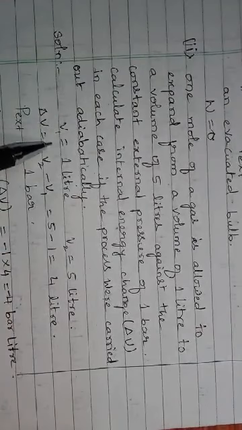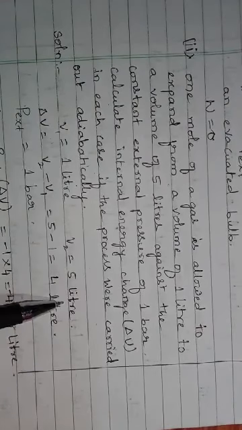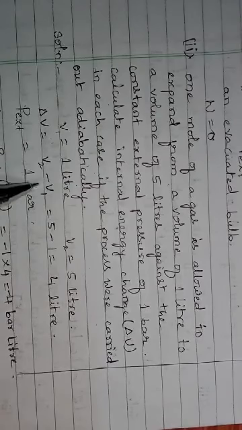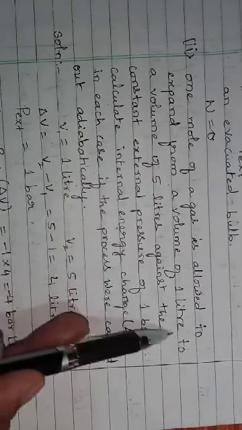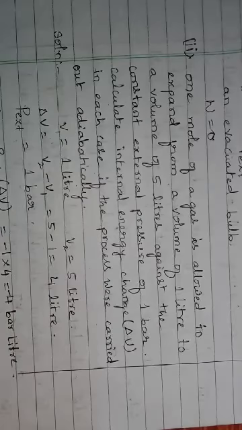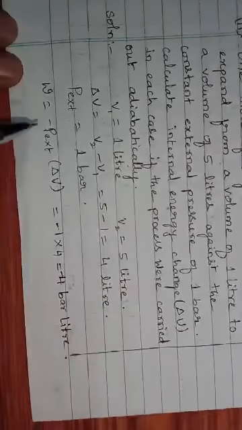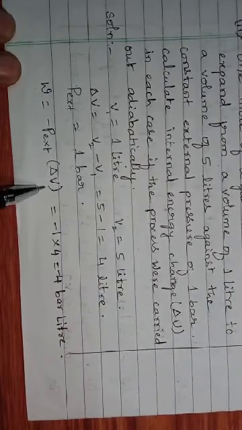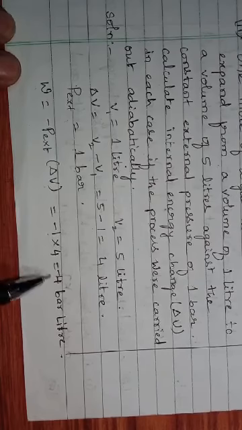Initial volume V1 is 1 liter, V2 is 5 liters. So delta V, the change in volume, is V2 minus V1, that is 5 minus 1, equals 4 liters. We know P external is 1 bar. So work done is equal to minus P external into delta V, that is minus 1 into 4, minus 4 bar liter.